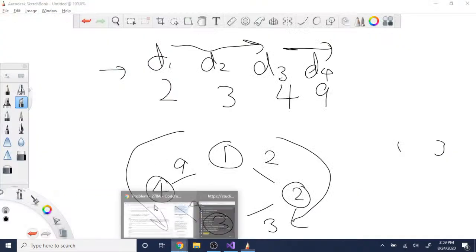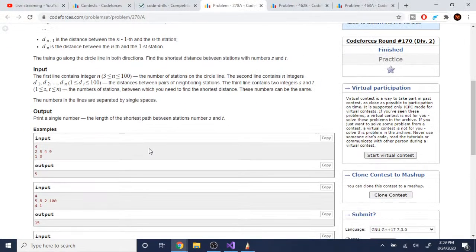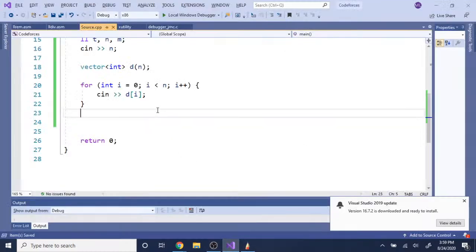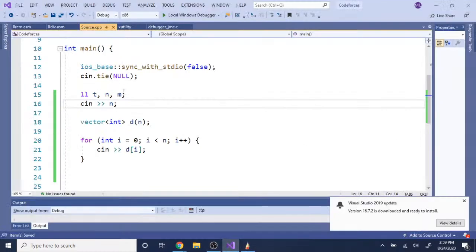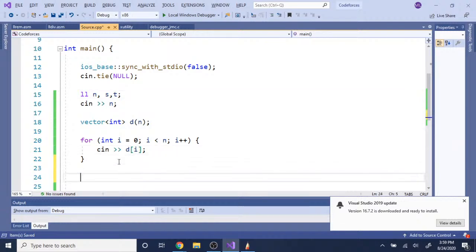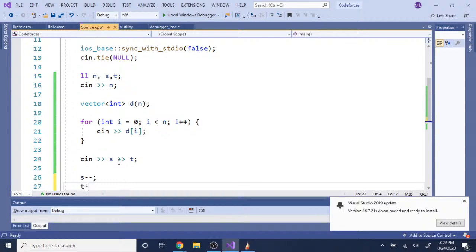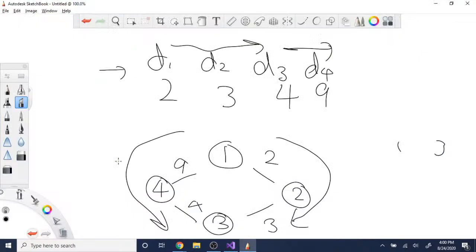Okay, now we are given s and t, so we're gonna actually subtract s and t by 1 when we read them in, because we are indexing from 0, and it's much easier to do it from 0. So we're gonna read in s and t, and then subtract s and t by 1. Okay, so now we're gonna have to travel to the right of s and then travel to the left from s to t.